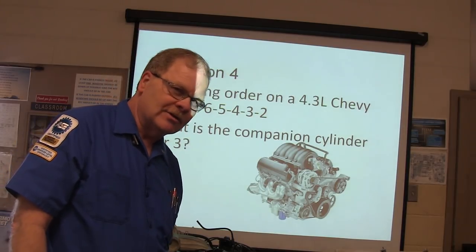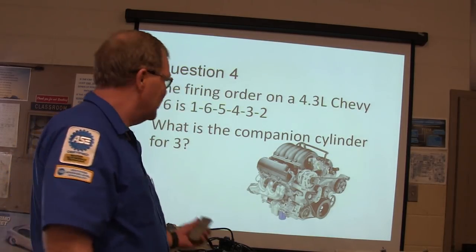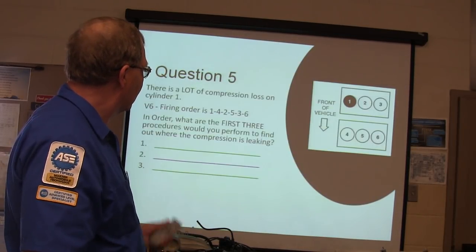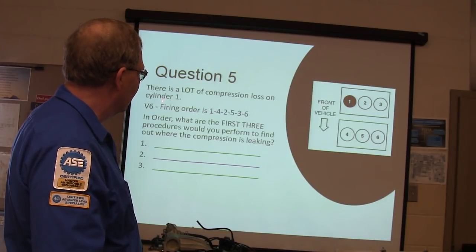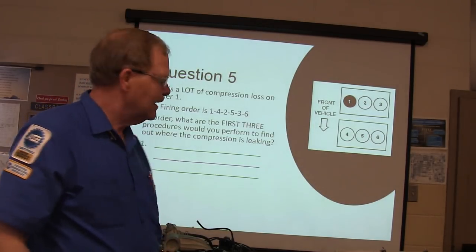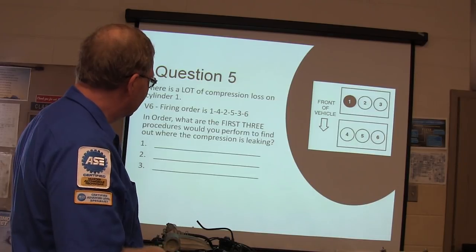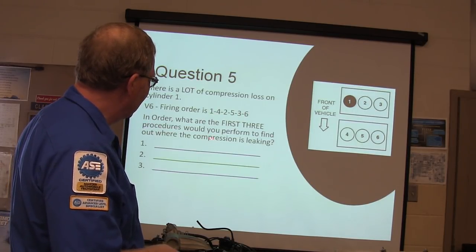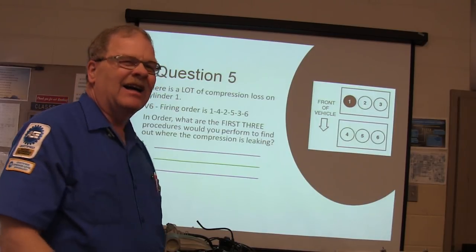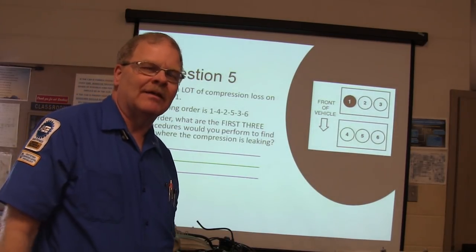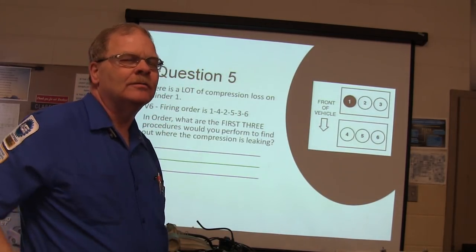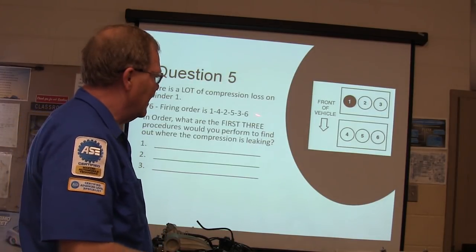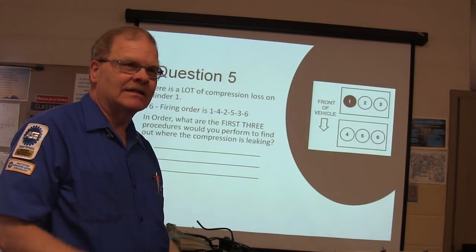This is engine performance. You either know it or you don't. There's a lot of compression also on cylinder number 1. Firing order 142536. In order, what are the first 3 procedures you would perform to find out where this compression is leaking? I'll let you get away with 2. Let's just put the first 2. Now once you find out what cylinder it is, you got to go check that cylinder, right?